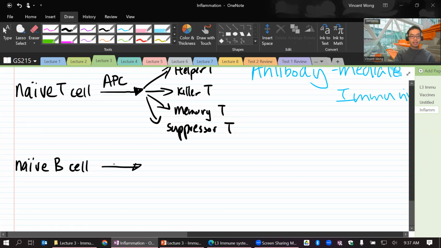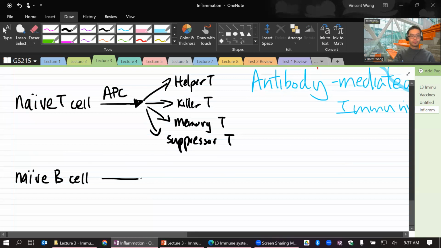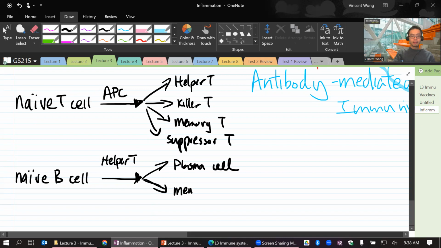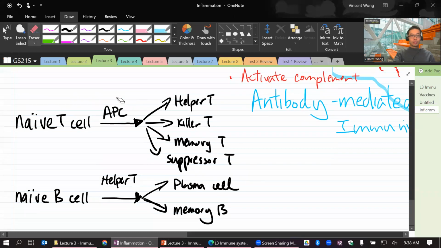And what about the naive B cell? What do we need to activate a naive B cell? Helper T cell. That's right. So we would need the helper T here. Helper T. And then we would get the plasma cell and memory B cell. Okay. So APC, I'm going to put a star here. APC is very important because these serve as a link between.